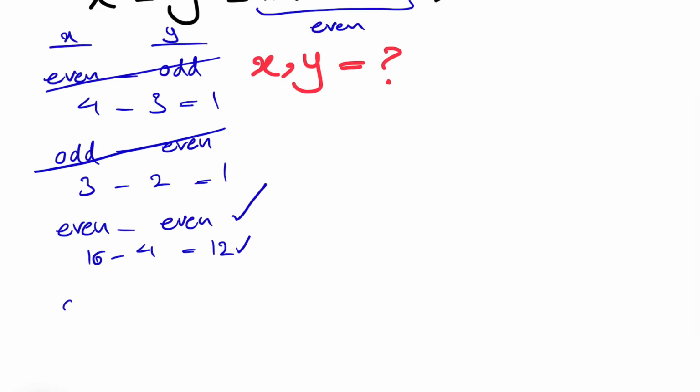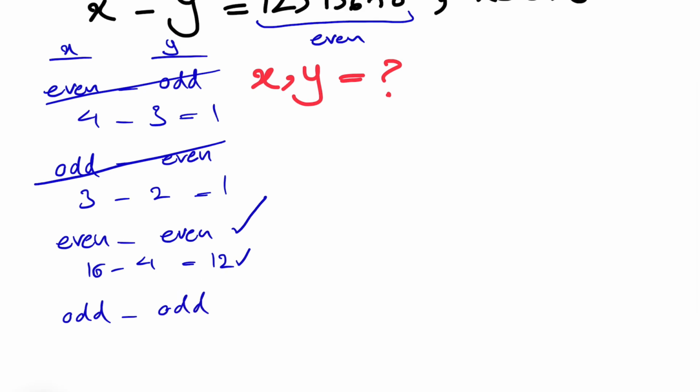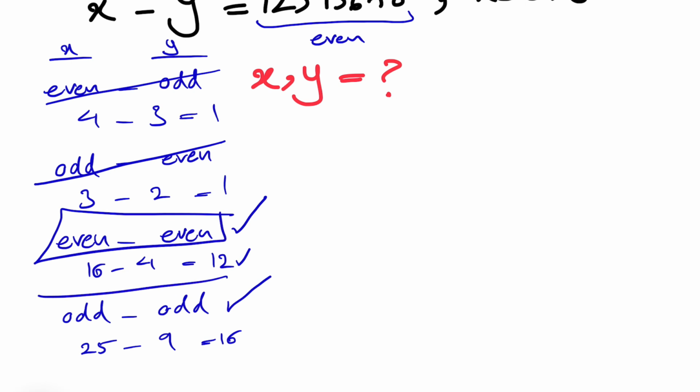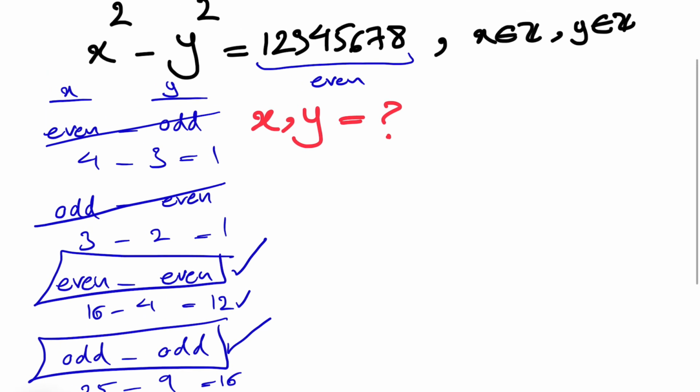And the last one, let's say we have the difference of two odd numbers. Let's say 25 minus 9. This is also going to give us an even number, so this is going to work too. So basically we have two situations where our x is an even number and y is an even number, and where they are both x and y odd numbers.